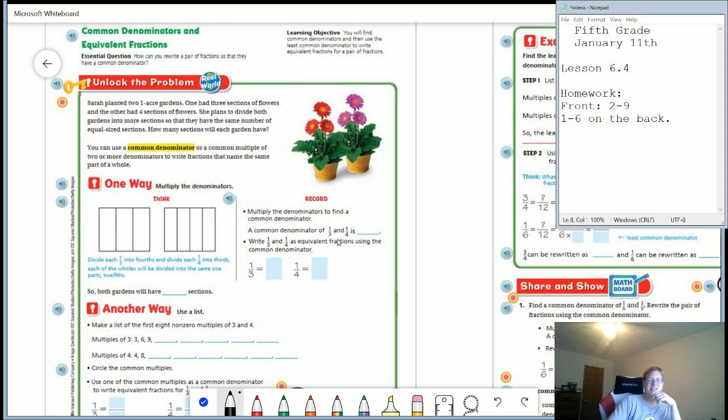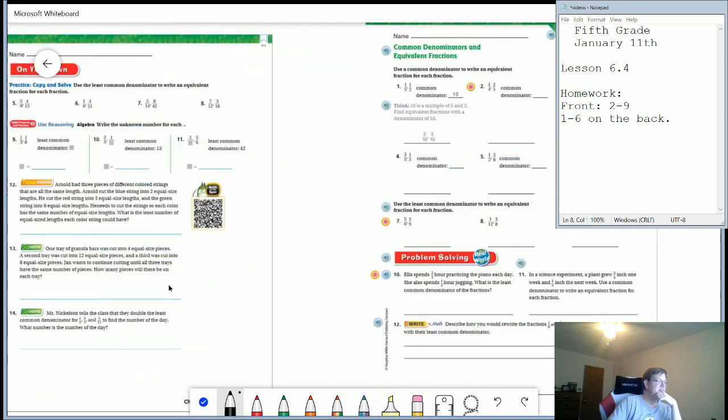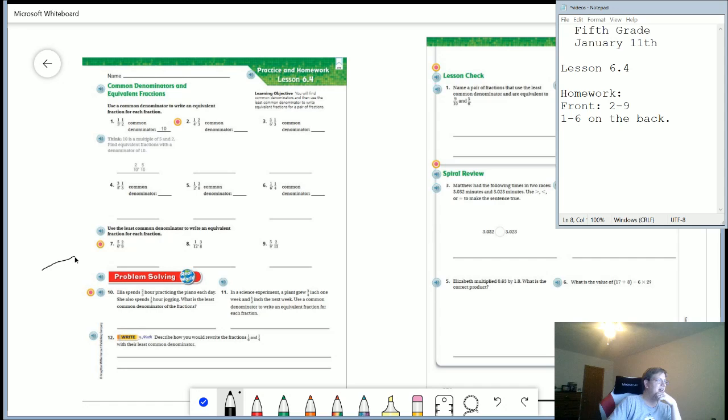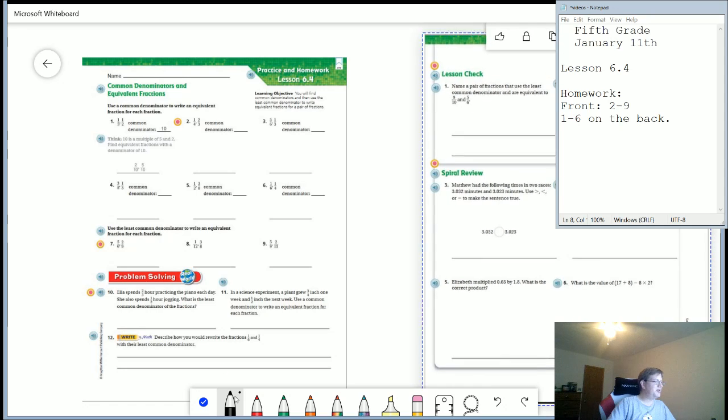So we can do that by multiplying the denominators together. And if we do that, that would give us 3 times 4, which is going to be 12.